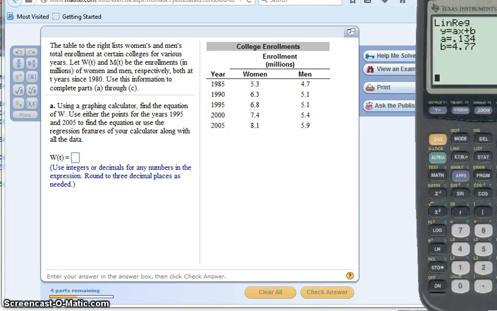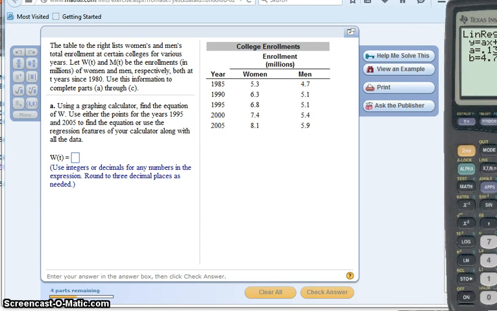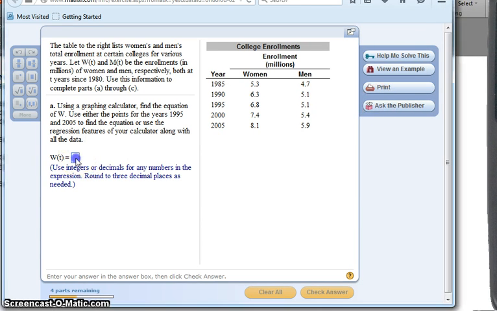Oops, now I can't see both. I'm going to move that over a little bit. Well, I can see the calculator still on my screen, but you can't. So my answer would be 0.134t plus 4.77.